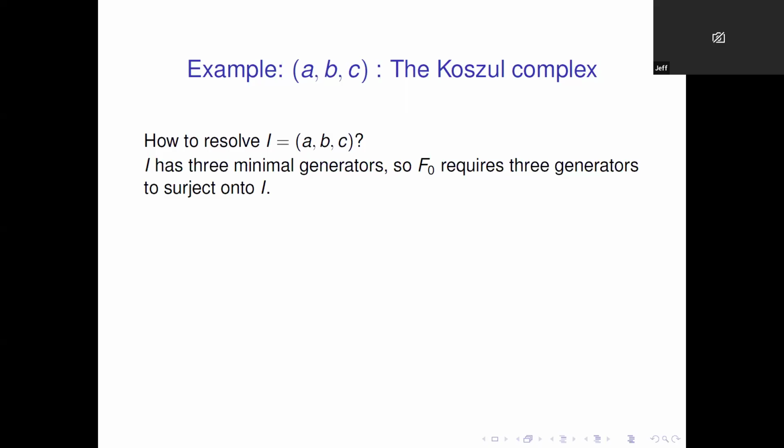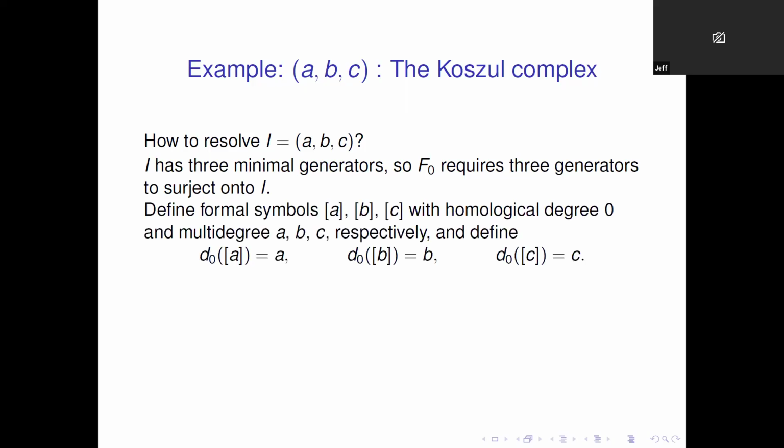So if we want a free module to surject onto that, we're going to need a basis element to hit each of the minimal generators. So we need three of them. And we're going to have that basis be given by these formal symbols, bracket A, bracket B, bracket C. Each of them we assign homological degree 0, and we assign it a multidegree that's the same as its name. So the differential map will send each of them to just remove the bracket.